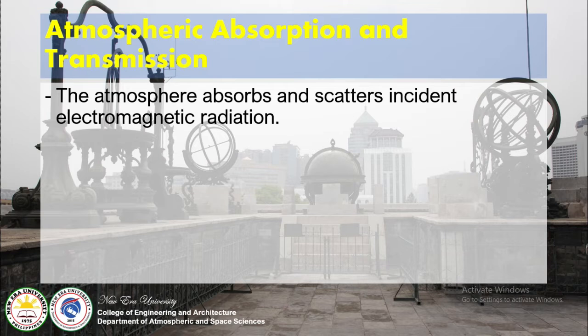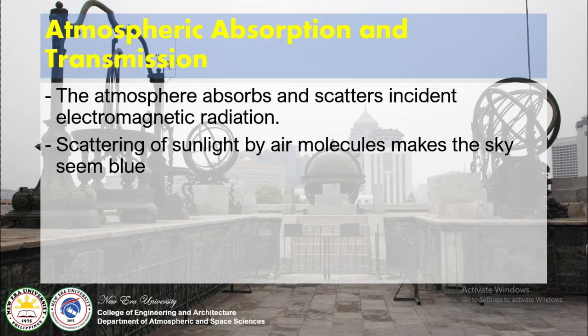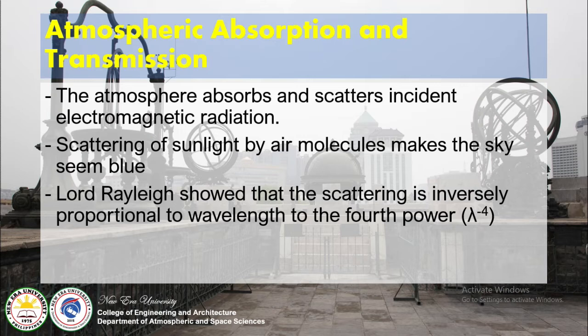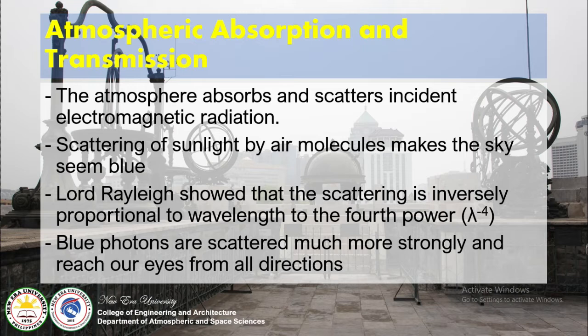Now, remember that scattering of sunlight by air molecules makes the sky seem blue. So we know that the blue light is scattered in all directions by the particles in the atmosphere. Lord Rayleigh showed that the scattering is inversely proportional to wavelength to the fourth power. It means that the shorter the wavelength, the higher the scattering. Blue photons are scattered much more strongly and reach our eyes from all directions.